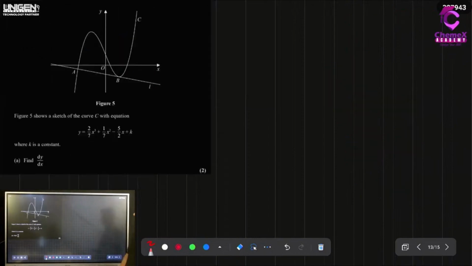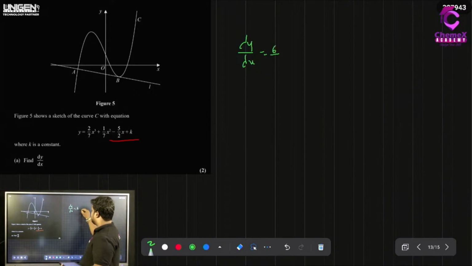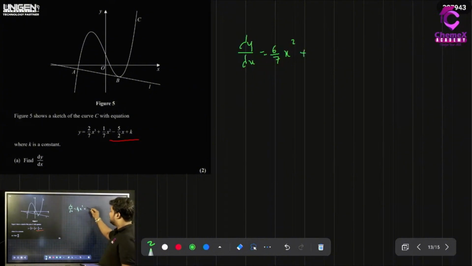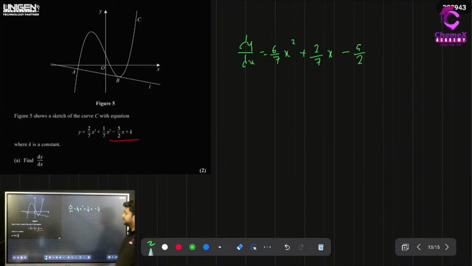Okay, so let's go into the next question. Hope you can see. So show a sketch of curve C with the equation y equals 2 over 7 x to the power 3 plus 1 over 7 x squared minus 5 over 2 x plus C. So find dy over dx. What's going to be the dy over dx? Easiest question of all. 6 over 7 x squared, you multiply 3 by 2 over 7, then plus 2 over 7 x minus 5 over 2. Is it the easiest question of the entire paper? Okay, so that's the first part.